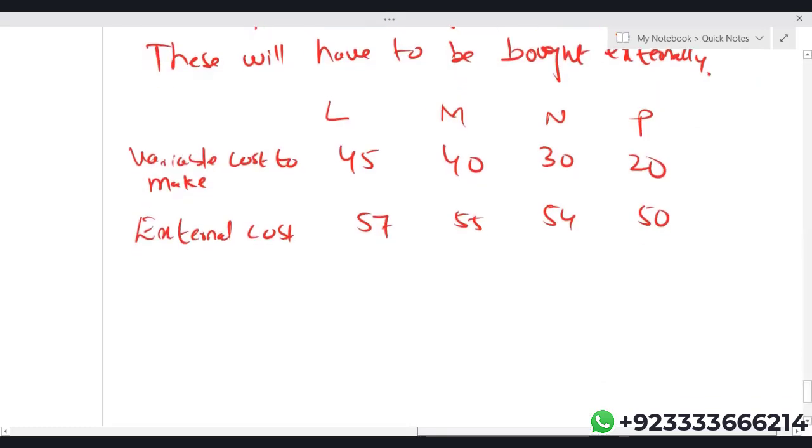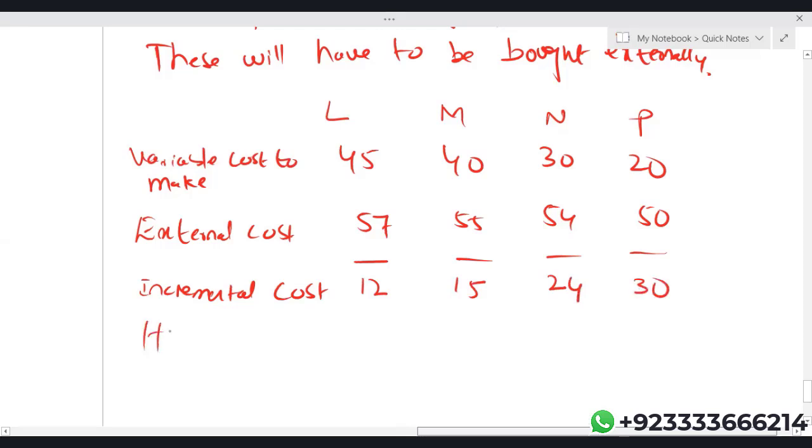So how much additional cost do you have to pay if you are going to buy externally? So incremental cost. If you buy from outside, you will have L, you have to pay $12 extra. Here you have to pay 15. Here you have to pay 24 extra. Here you have to pay 30 extra.